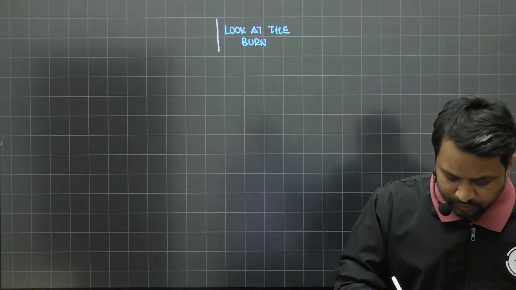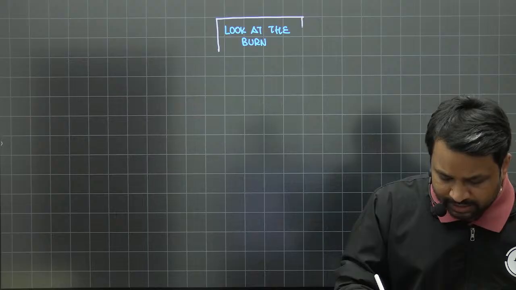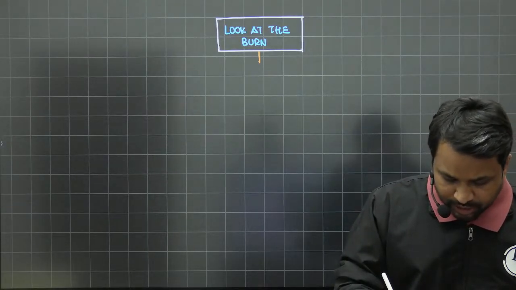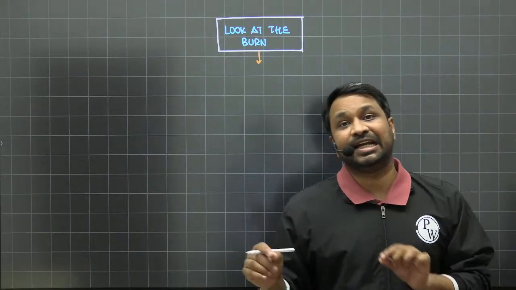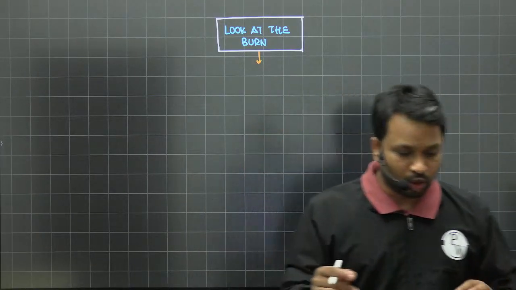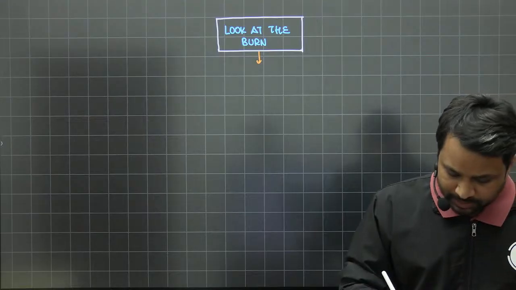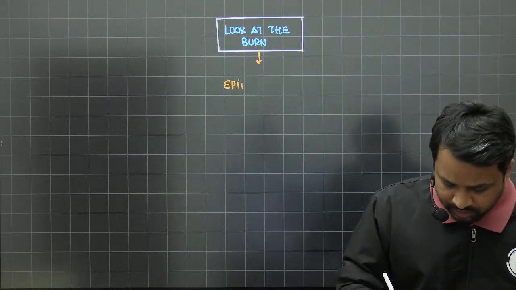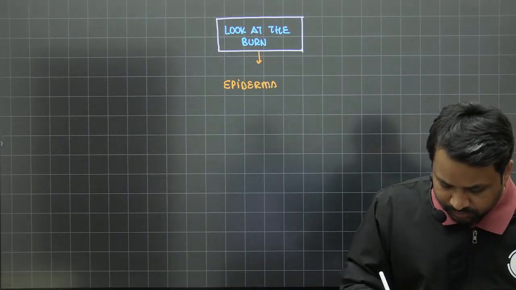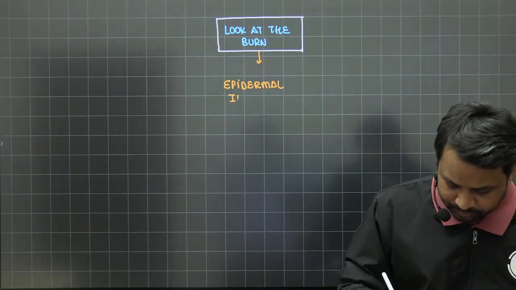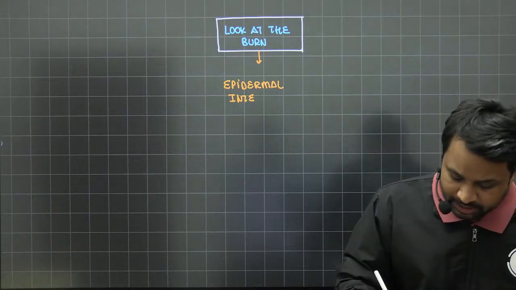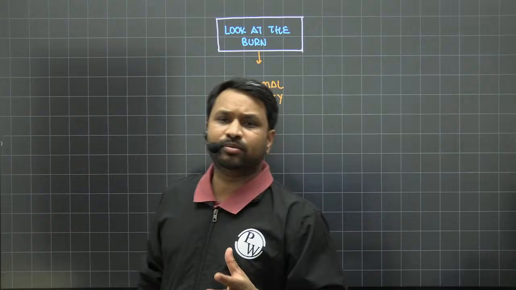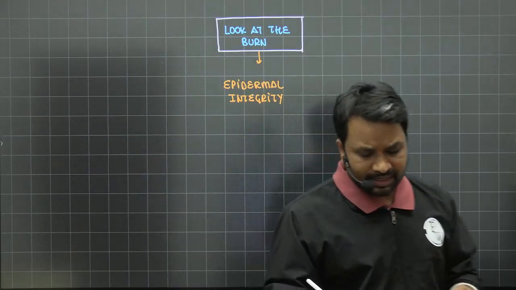Now, what are you looking for? You're looking whether the epidermis is involved or it is going to be for a deeper tissue involvement. So here you're going to see, is the integrity of the epidermis maintained or not? The epidermal integrity, is it maintained or not? Now, how do you assess the epidermal integrity? कैसे पता चलेगा कि epidermis intact है कि नहीं है?